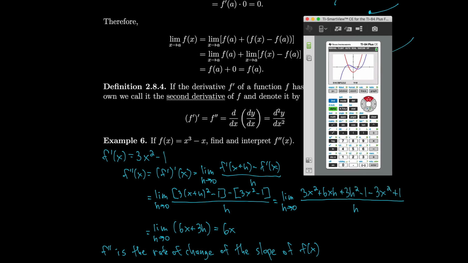We can plug in for y equals, let's see, we have x cubed minus x, and we have f prime is 3x squared minus 1, and then f double prime is 6x. So our original function is blue, our derivative is red, and our second derivative is black.